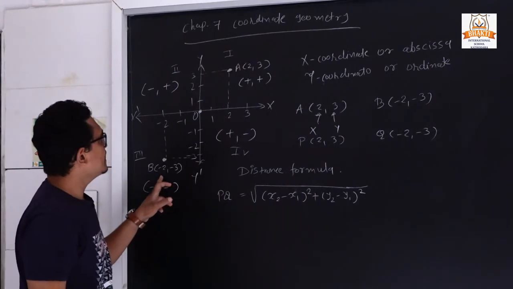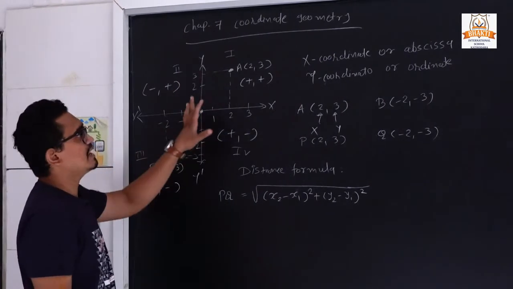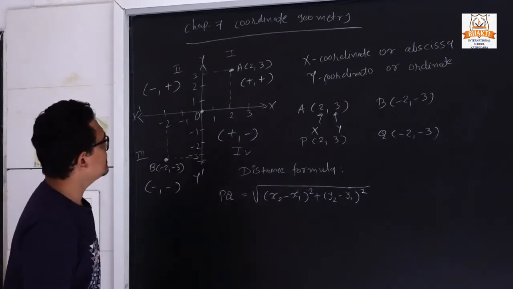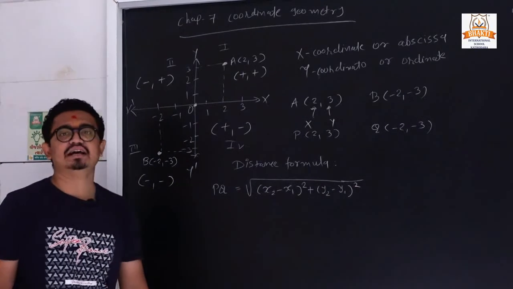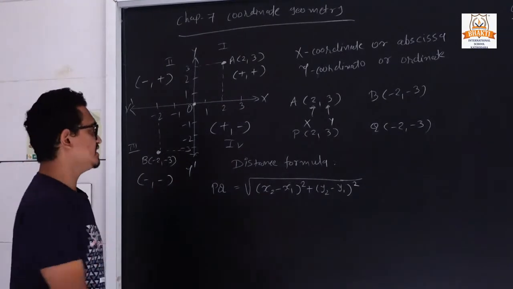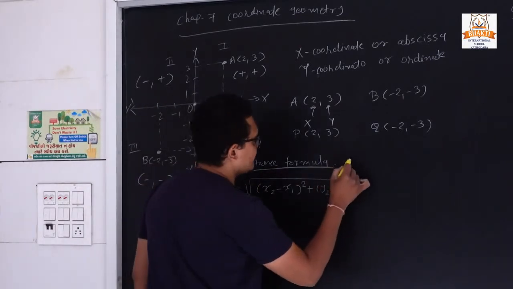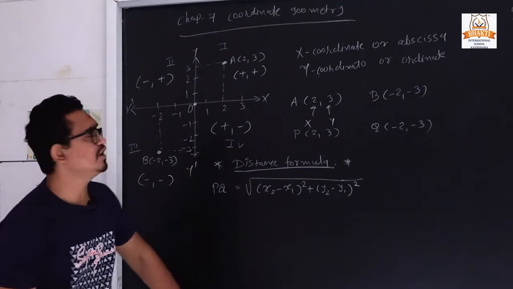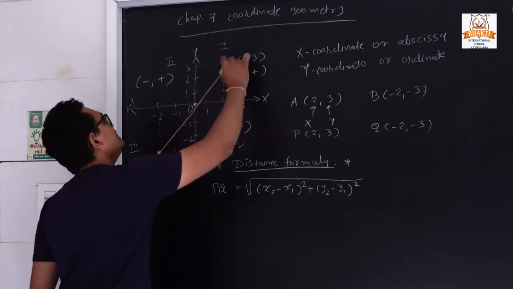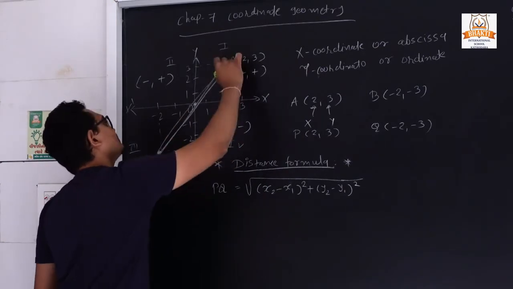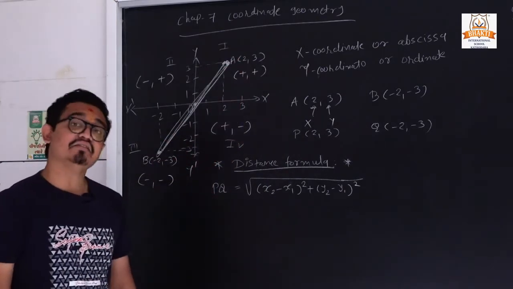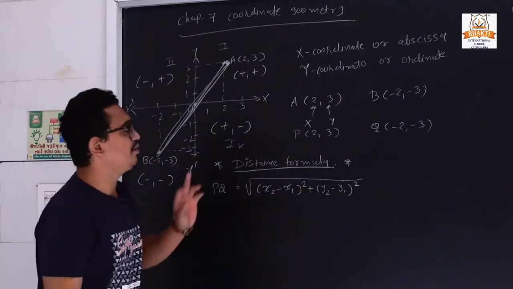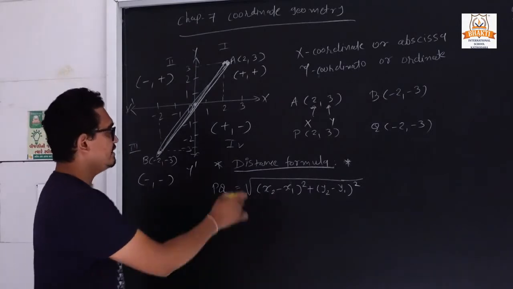So what can we do here? It is basic from class 9 which you already learned in your previous standard. But now we are going to the next concept, and the next concept is the distance formula. Clear? Suppose you want to find the distance between A and B. How can we find the distance between these two coordinates? We have one formula.